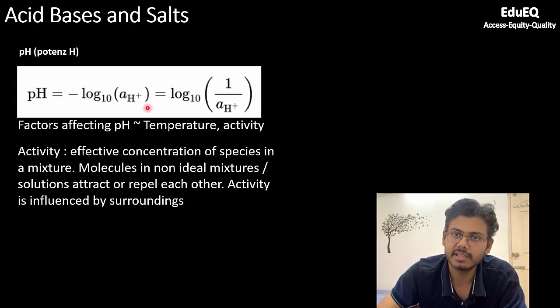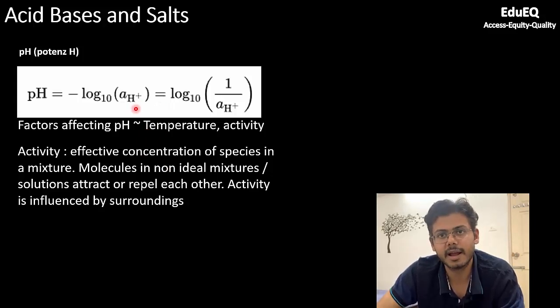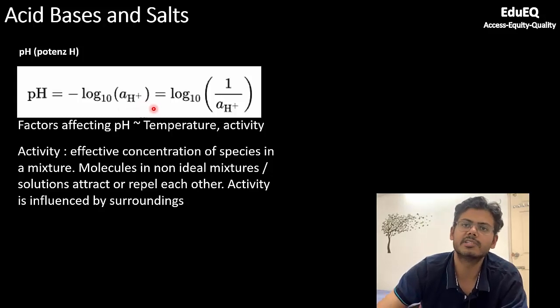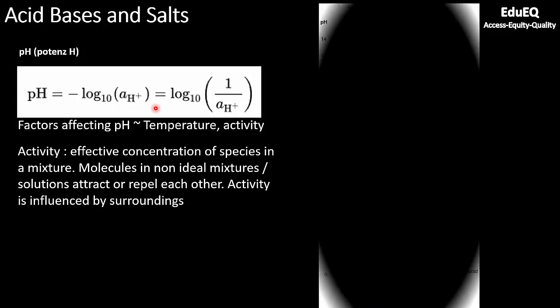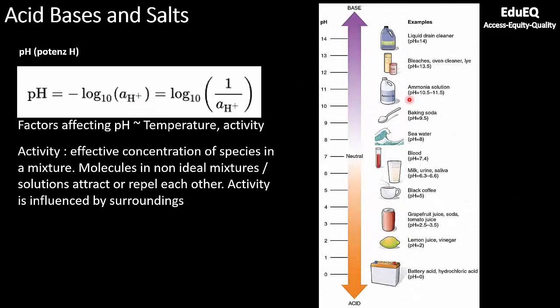So the most general definition is activity, but for the scope of this course, you can also consider that solutions are ideal and activity can be replaced by concentration. And more details we'll see anyways in class 12th chemistry. So just to give some physical illustration of the numbers that you are seeing, what does pH 14 mean, what does pH 7 mean, and what exactly does pH less than 1 mean.